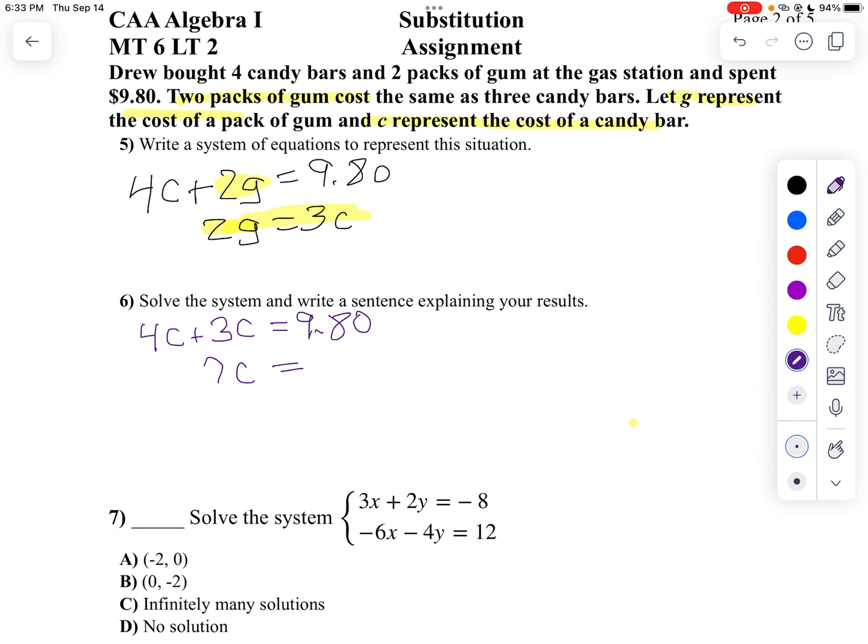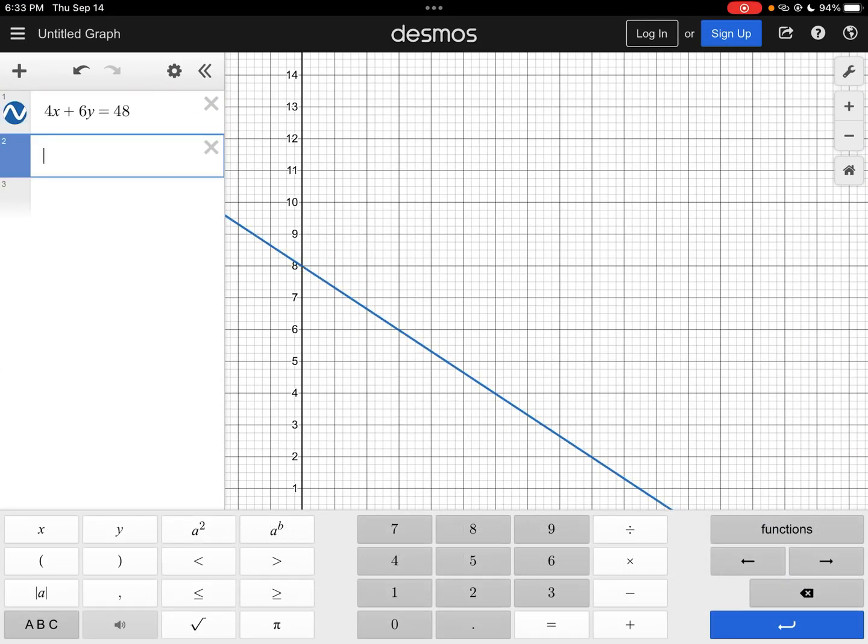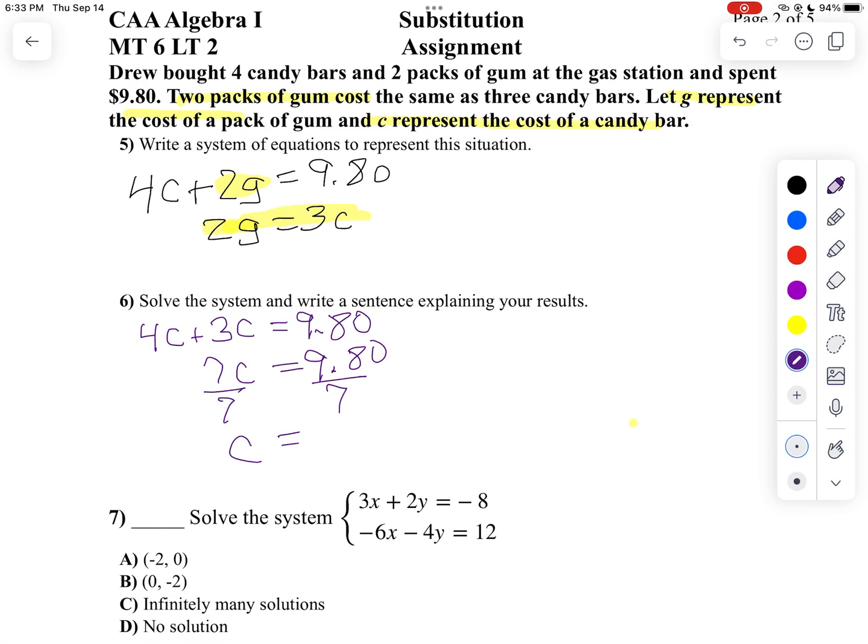7C equals 980. I'll divide both sides by 7. And then, I can't do that in my head, so we'll use our calculator. We'll take 980 divided by 7, and I'll get 140, or 1.4. So the cost of a candy bar is going to be $1.40.